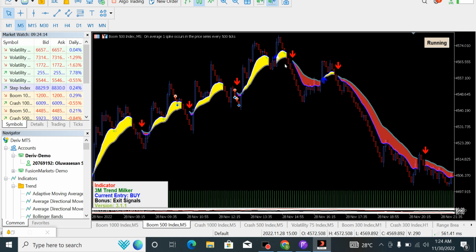That is why the 3N Train Milker indicator involves three steps. It involves setting up your accounts, setting up your chart, trade, withdraw, and repeat the process again. You trade, you make profit and withdraw, and you repeat the process again. It is as easy as that.